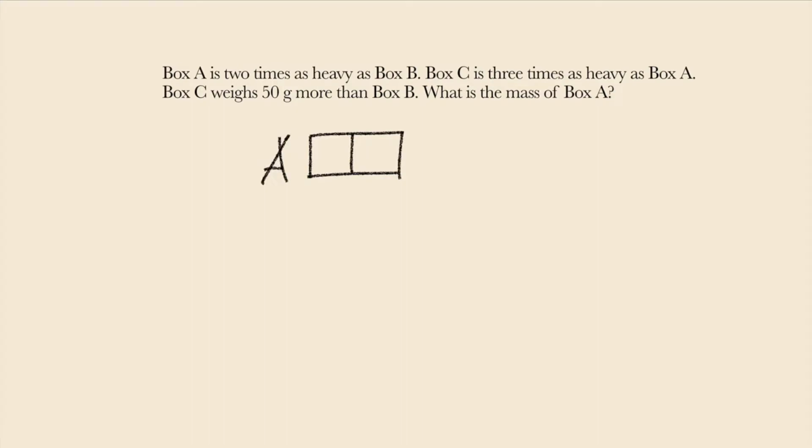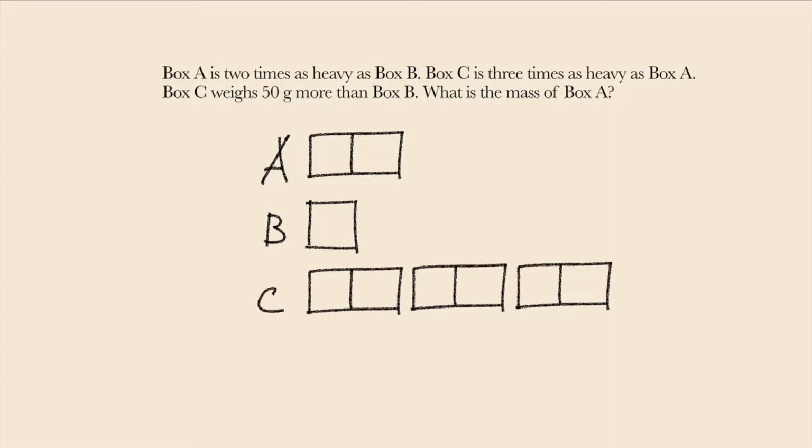So A is twice as heavy as B. So A, 2 units, B, 1 unit. C is 3 times of A. So whatever A is, which is 2 units, triple that. So C has 6 units.